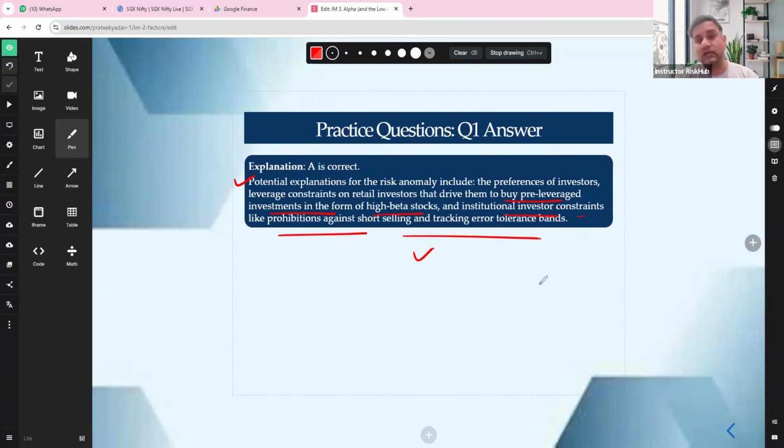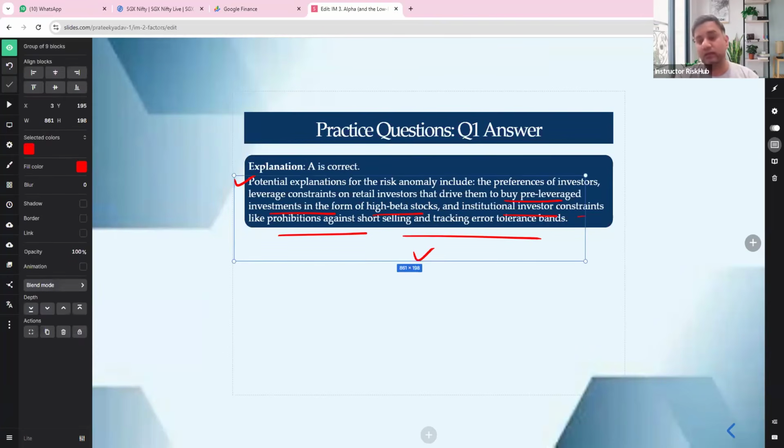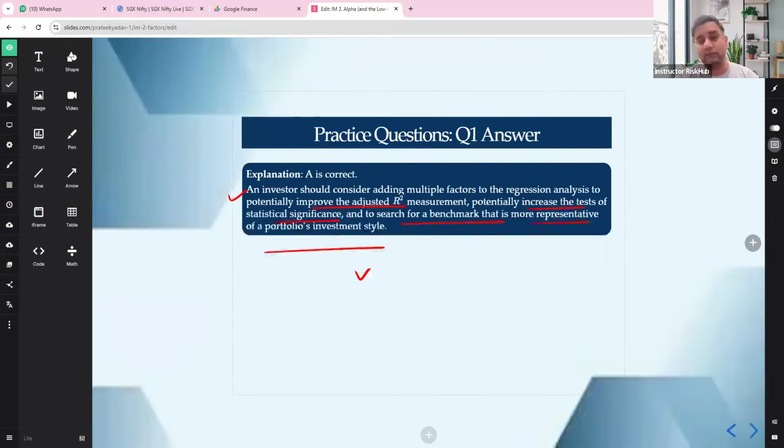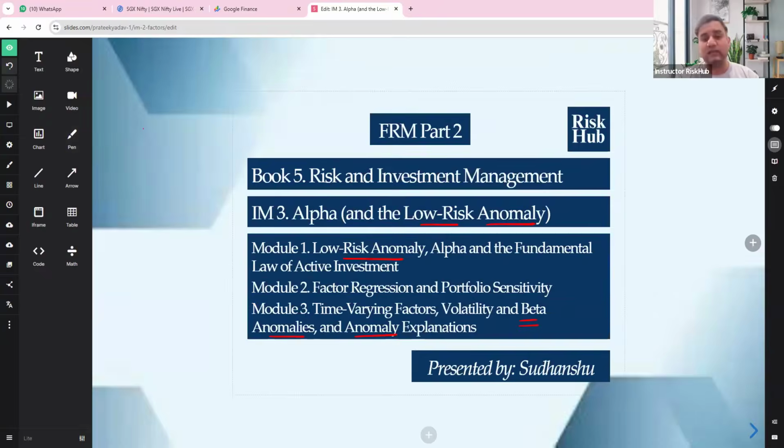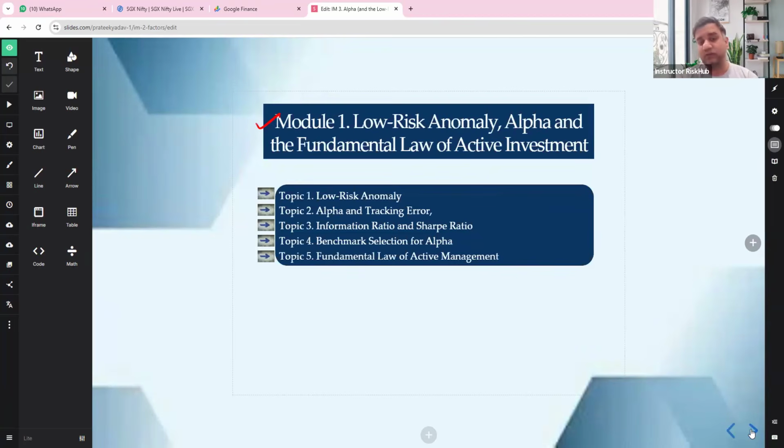What is more important is that you understand this chapter, right? So I'll give you a quick recap before we close this chapter. The quick recap here is that there are 3 modules: low risk anomaly, alpha, and the fundamental law of active management. 5 topics here, right? In these 5 subtopics, it's mostly theory that you have to remember: why the low risk anomaly exists, what is alpha, what is tracking error, what is information ratio, Sharpe ratio, benchmark selection for alpha, and the fundamental law of active management.